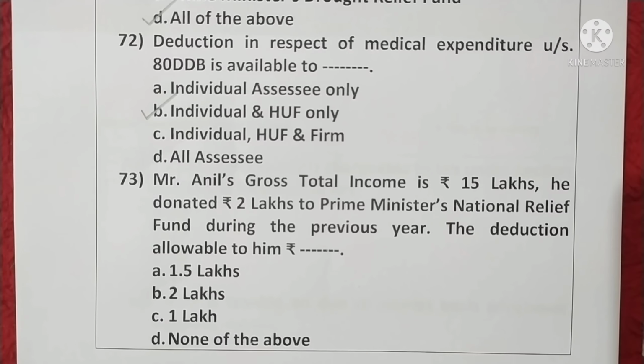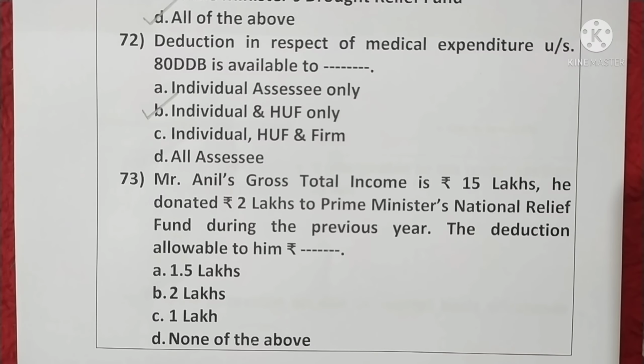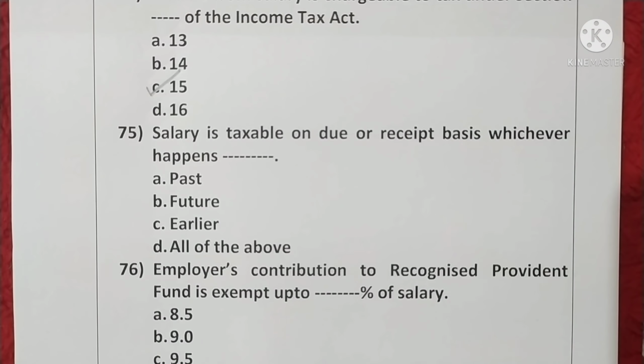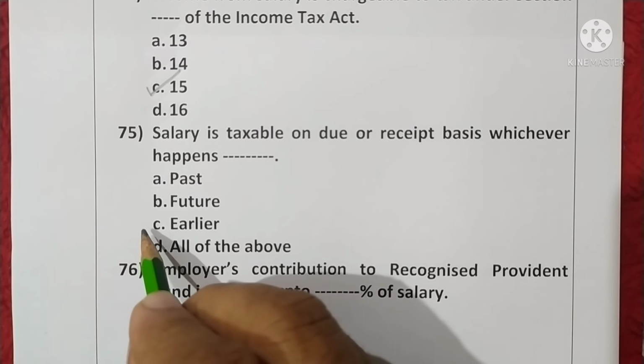Question 73. Mr. Anil's gross total income is rupees 15 lakhs. He donated rupees 2 lakhs to Prime Minister National Relief Fund during the previous year. The deduction allowable to him is rupees 2 lakhs. Option B is correct one. Question 74. Income from salary is chargeable to tax under section dash dash of the Income Tax Act. Here, income from salary is chargeable to tax under section 15 of the Income Tax Act. Option C is correct one. Question 75. Salary is taxable on a due or a receipt basis, whichever happens earlier. Option C is correct one.